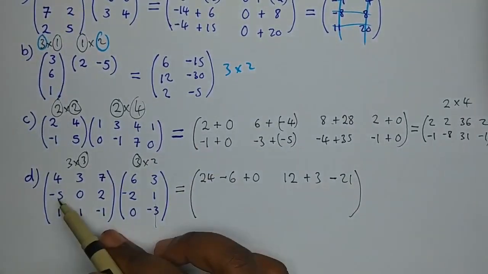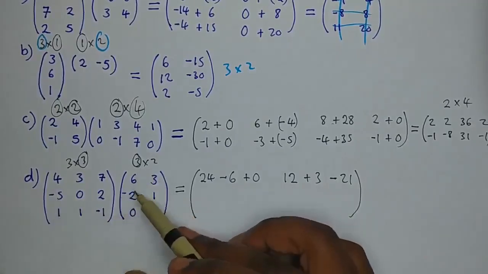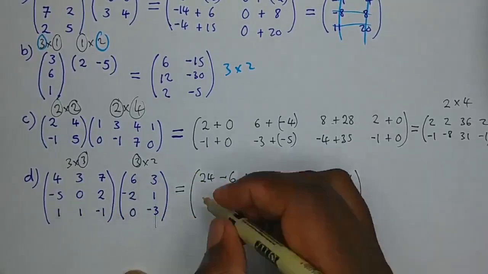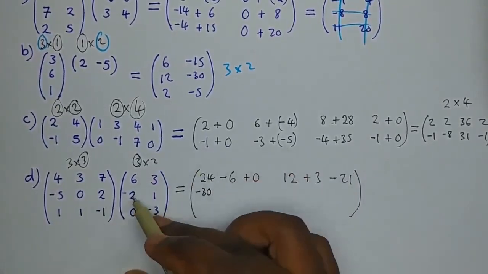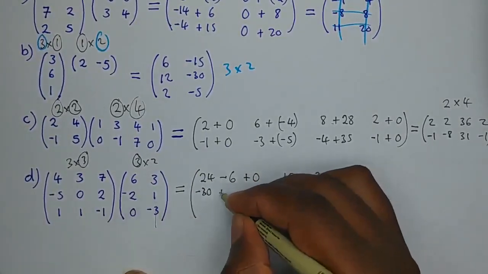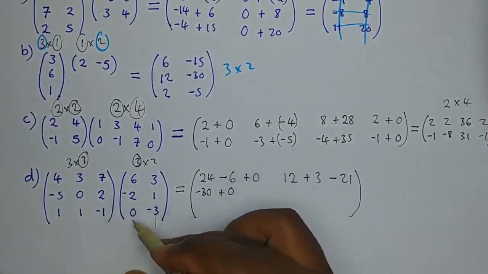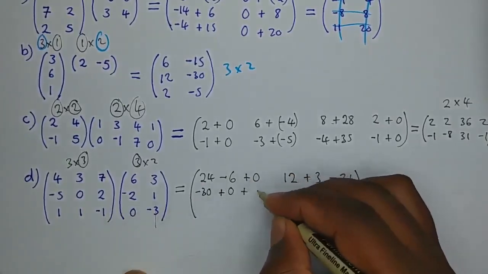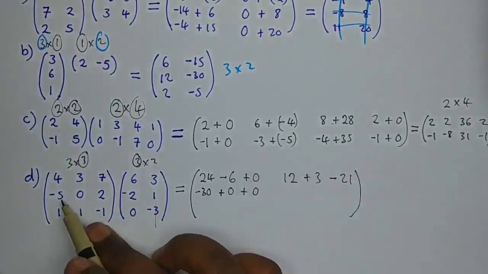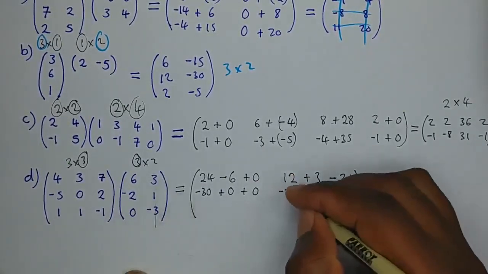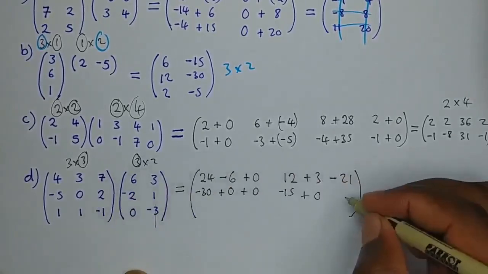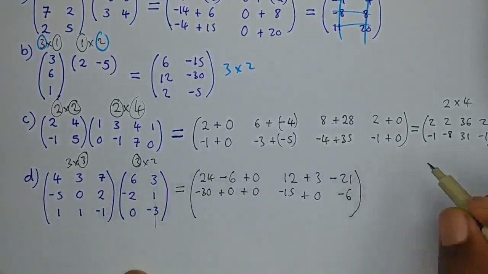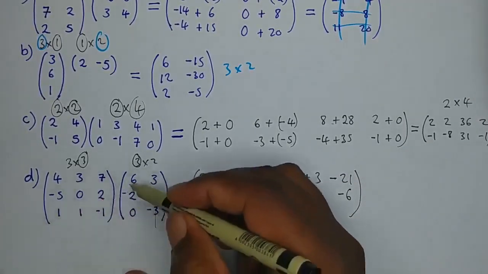So go to the next row times the first column. Negative 5 times 6, we get negative 30. 0 times negative 2, that's just a 0. 2 times 0, again that's another 0. So negative 5 times 3, we get negative 15. 0 times 1, we get a 0. 2 times negative 3, we get negative 6. We go to the last row times each column.